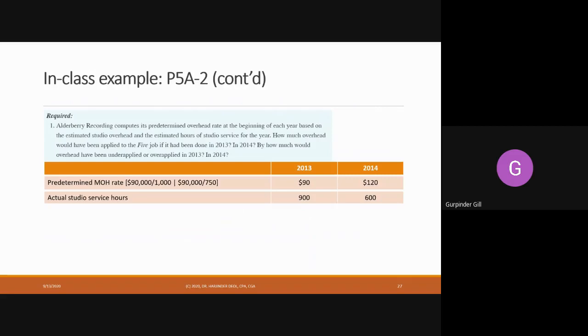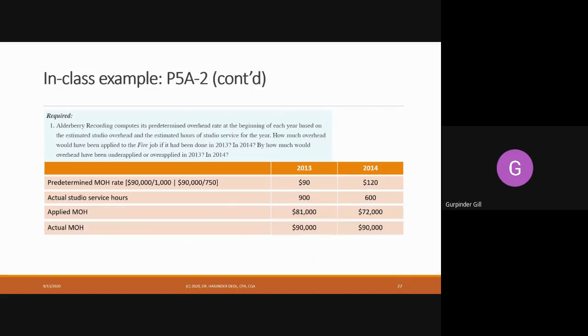Now the actual studio hours were stated. So in 2013 we had 900 actual studio hours, and in 2014 we had 600. So the applied manufacturing overhead would be these actual hours times the predetermined rate. So in 2013, $90 times the 900 hours gives you applied manufacturing overhead of 81,000, and in 2014, $120 rate times the 600 hours gives us applied manufacturing overhead of $72,000.